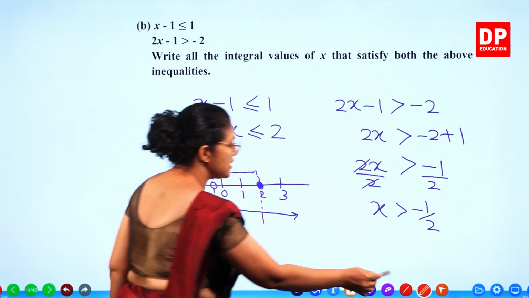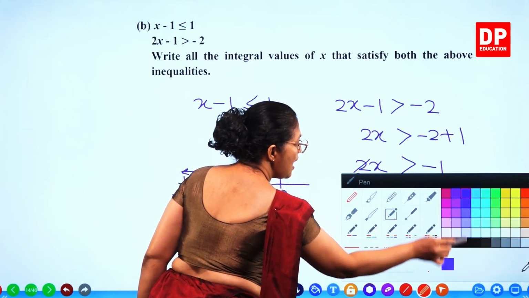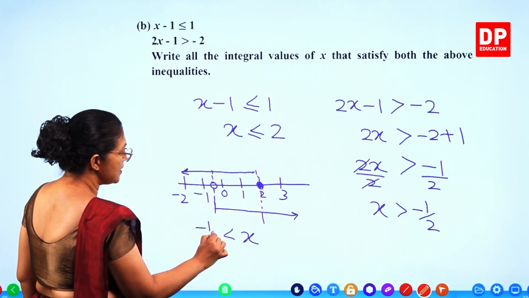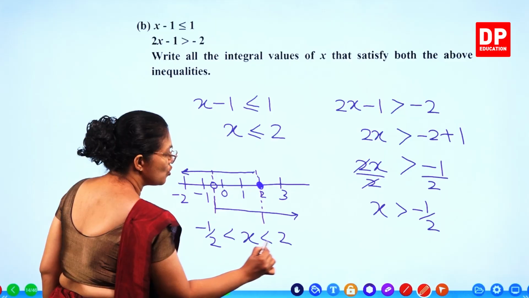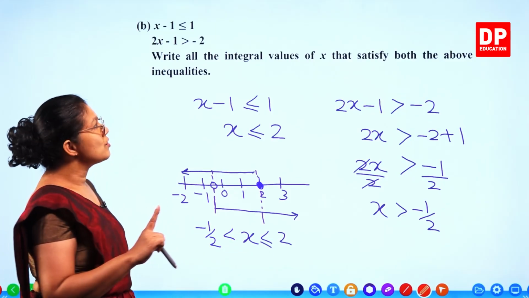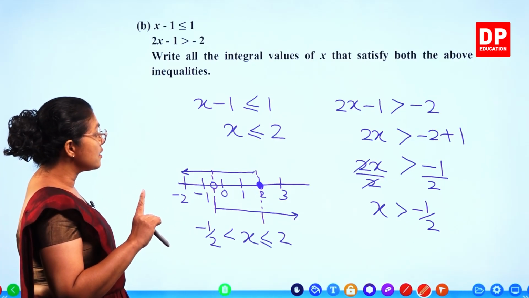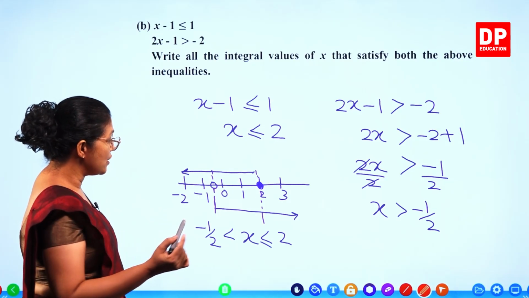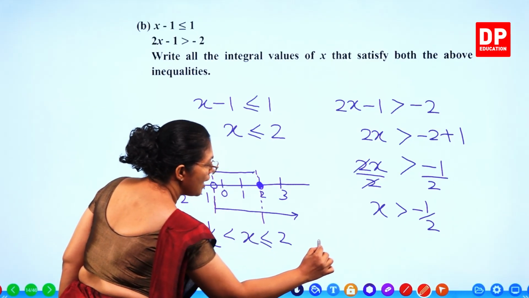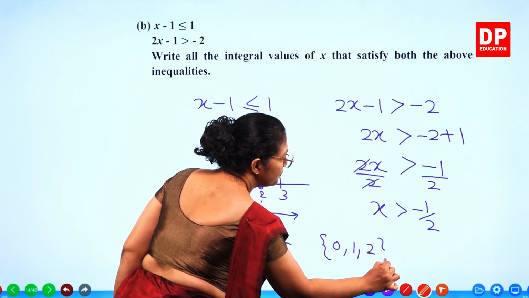So how do you write down the solutions? x should be in between minus half and 2, but 2 is included. But they are asking all the integral values of x that satisfy. So what are the integral solutions? Those are integers. 0, 1, 2. So you can write all three values: 0, 1, 2.